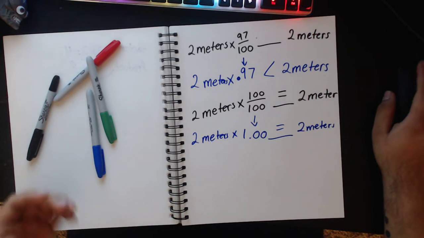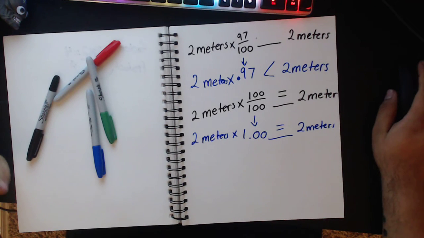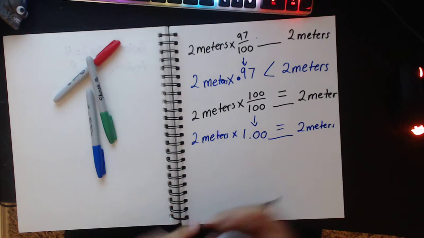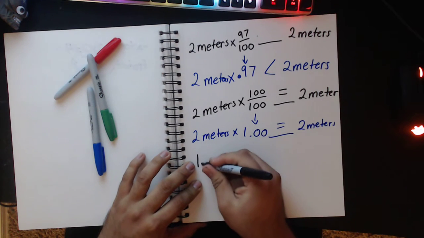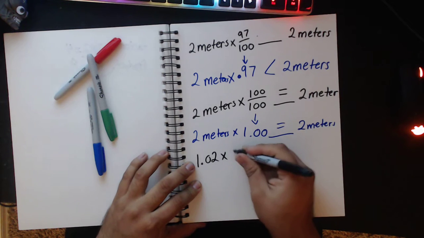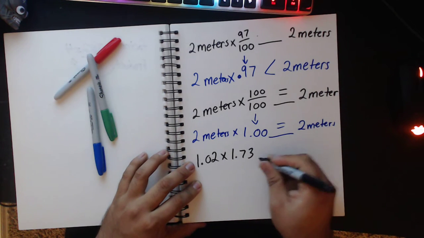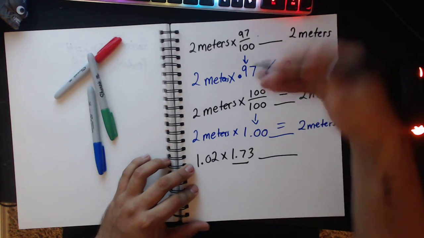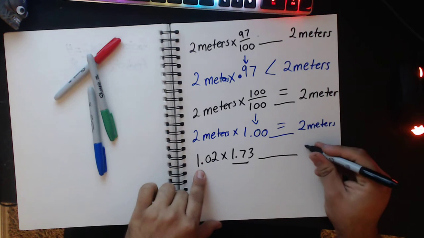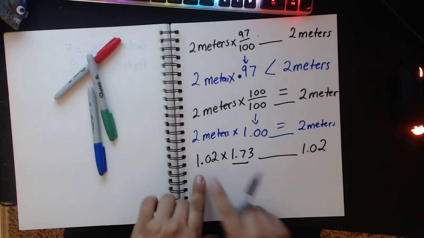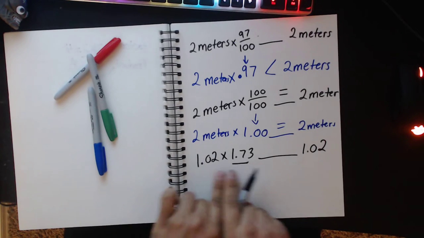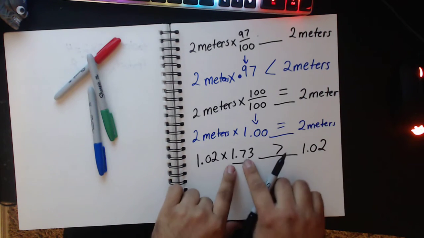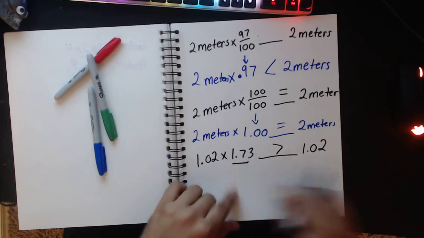Now, we'll see problems where it's very hard to figure out what we're going to be talking about. So, if we had a problem like this one, so if we had 1.02 times 1.73, well, this number right here is actually called our scaling factor, is what we're multiplying it by. So this decimal will be on this side. Well, we're going to multiply this decimal by something that is more than 1. So this is going to be greater than that because we're multiplying it by something that is greater than 1.